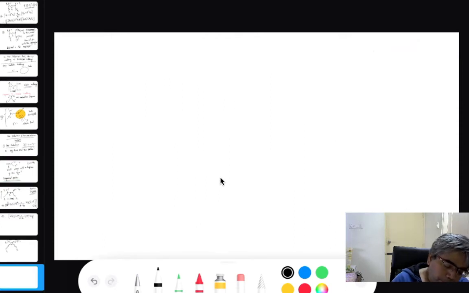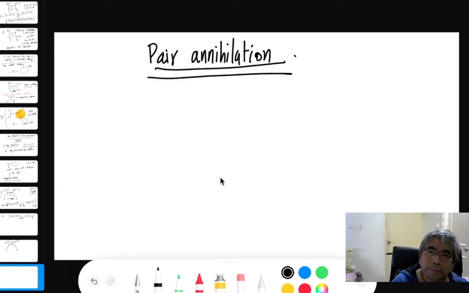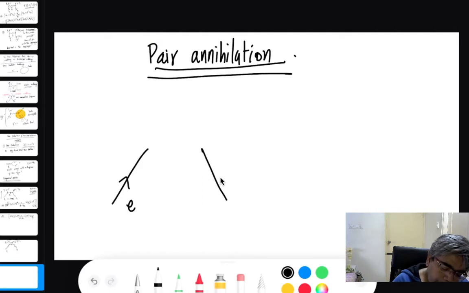So let's look at pair. We said pair creation, right? So let's do pair annihilation. This is the opposite of the process which we had done so far. So you start with, again, an electron, and now you start with a positron. You have a diagram always like this, because as I said, the charge line should always go like this, and then it's simple.